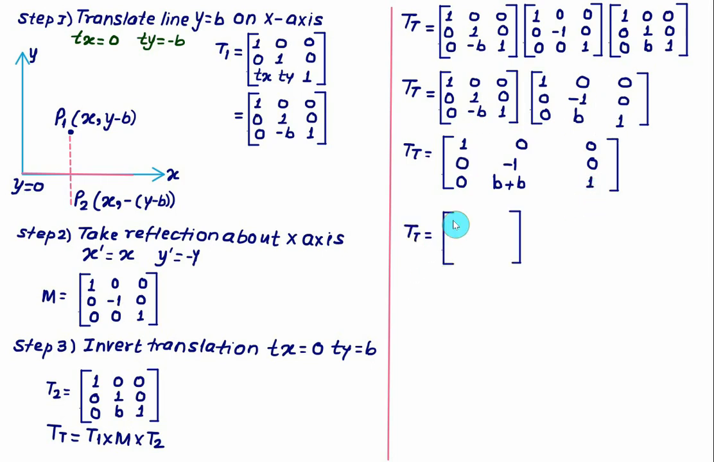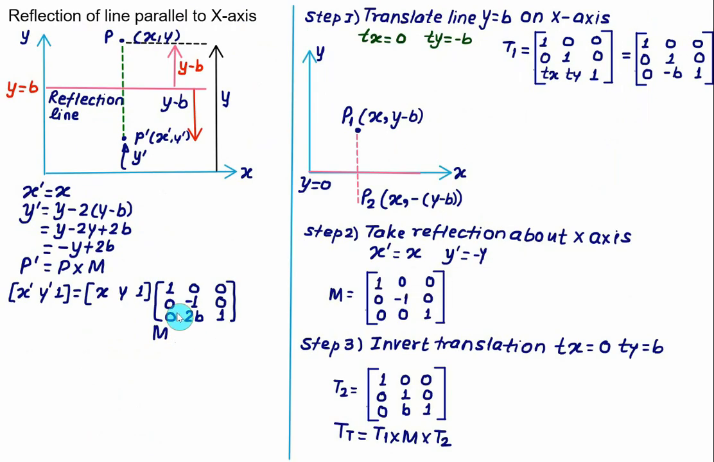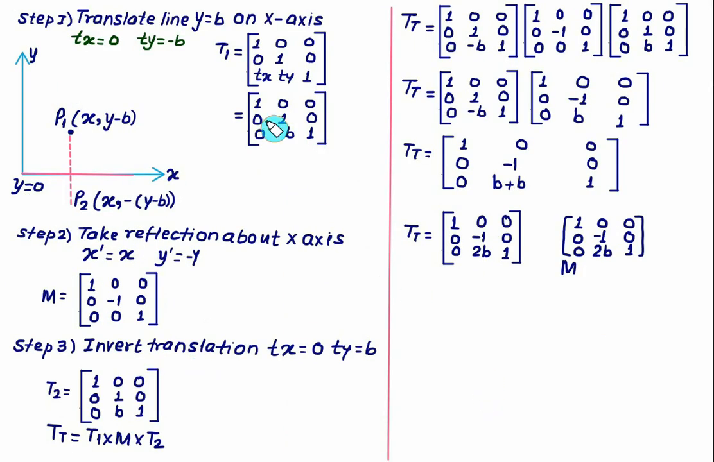The final transformation matrix is 1, 0, 0, 0, minus 1, 2 times b, 0, 0 and 1. This result is the same as the result that we obtained in the first case, that is 1, 0, 0, 0, minus 1, 0, 0, 0, 1. So if you do the translation, that is shift the line to the x-axis, then take reflection about the x-axis and then invert the translation, your result is the same.